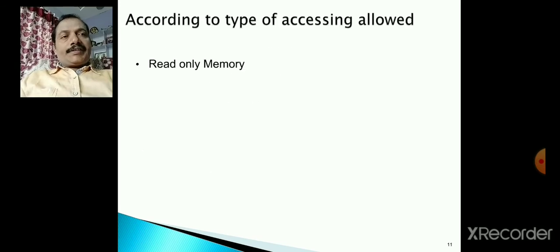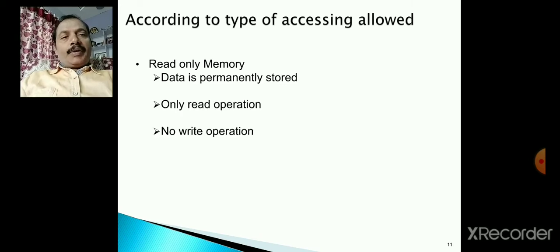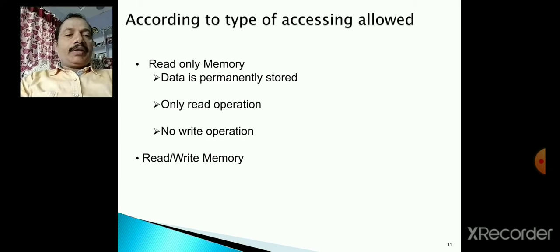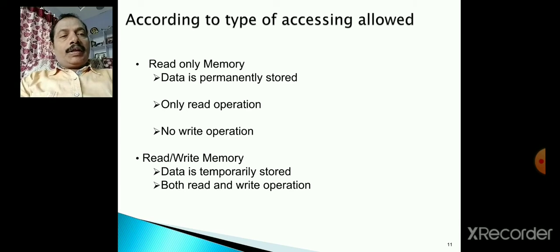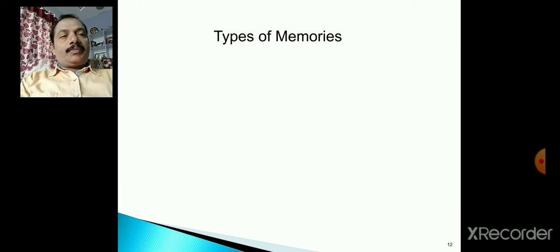According to the type of accessing allowed, in read-only memory, data is permanently stored. The data cannot be corrupted in the read-only memory. Only read operation, no write operation. So that is the read-only memory. Next, read-write memory. Here the data is temporarily stored, and both read and write operations are performed.